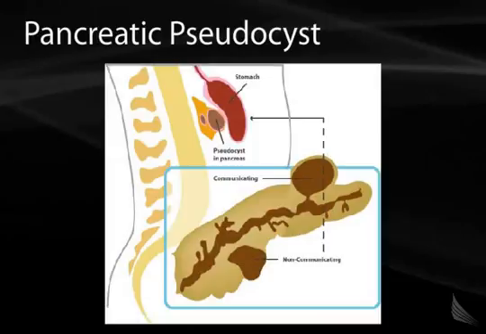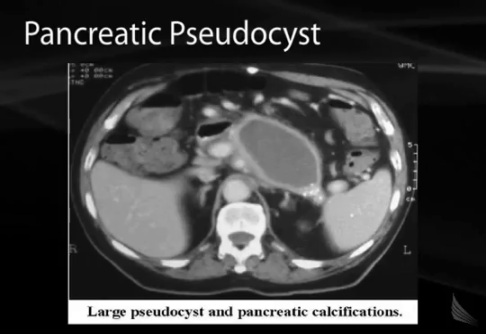The next diagram shows a pancreatic pseudocyst. This can be of two types, a non-communicating type or a communicating type. And the CT scan shows a large pseudocyst with pancreatic calcifications. The pseudocyst can be seen as the large round circular collection, and the pancreatic calcifications are at around 4 o'clock to the collection itself. This is characteristic of chronic pancreatitis, as this calcification takes a long time to occur.